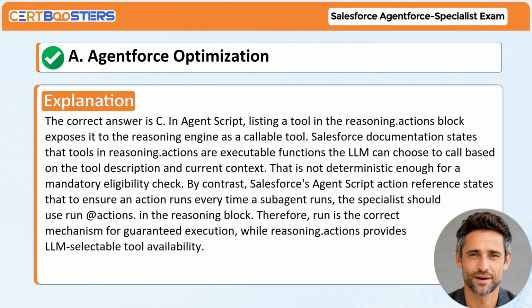A. Agentforce optimization. Explanation. The correct answer is C because understanding algorithmic methodology is primarily a design, development, and model evaluation activity rather than part of a deactivation or sunset risk strategy.